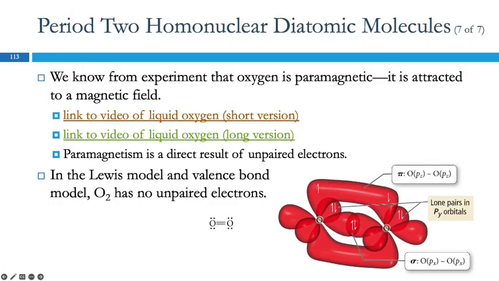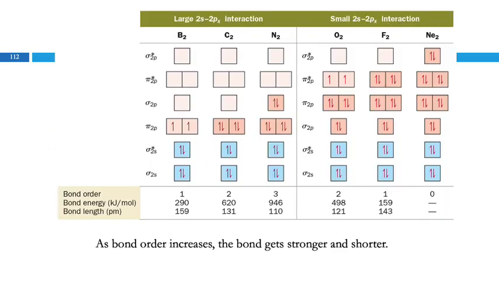So the paramagnetism is a direct result of unpaired electrons. So if we go back and look at nitrogen and oxygen, here's the molecular orbital diagram for oxygen. Oh wow, look there. Two unpaired electrons, right? So this is predicted to be paramagnetic, and as the video shows, it is. Nitrogen's over here. Nitrogen has all of its electrons paired up. It's diamagnetic. It's not attracted to a magnetic field. That's why it goes straight through the magnet.